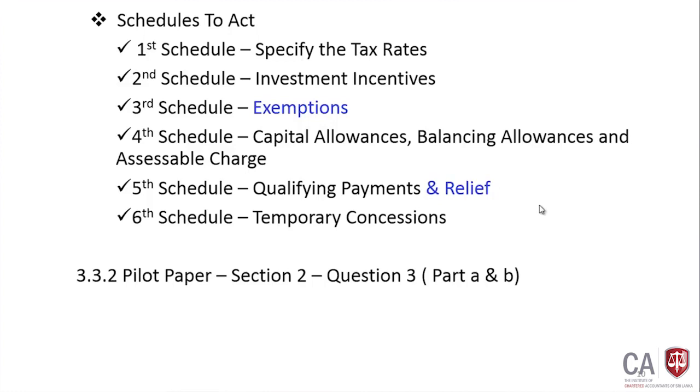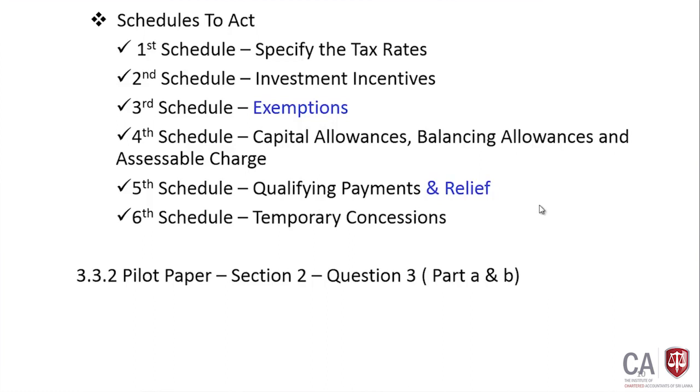And schedule 5, qualifying payments and relief. I have highlighted the relief separately. The reliefs are not applicable for companies; reliefs are applicable to individuals. Therefore, no worries about relief, only the qualifying payments. Then the sixth schedule, temporary concession. The word temporary itself means it is for a shorter period of time.